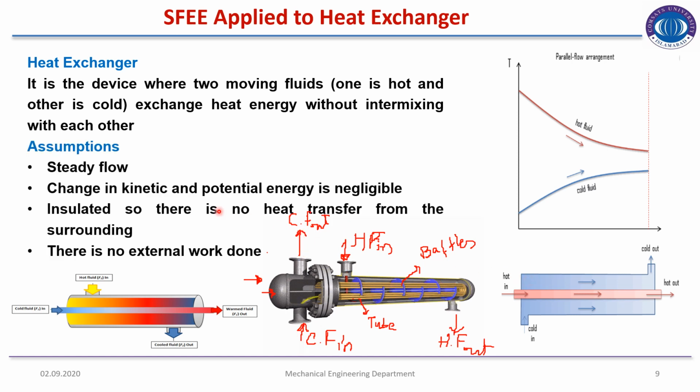So there are assumptions for the heat exchanger. It is a steady flow. Changes in kinetic and potential energy are negligible, so the kinetic energy and potential energy components in the steady flow energy equation will be 0. It is insulated, therefore no heat transfer from the surroundings, so the Q term will be 0, and no external work is done, so the work term will be 0.